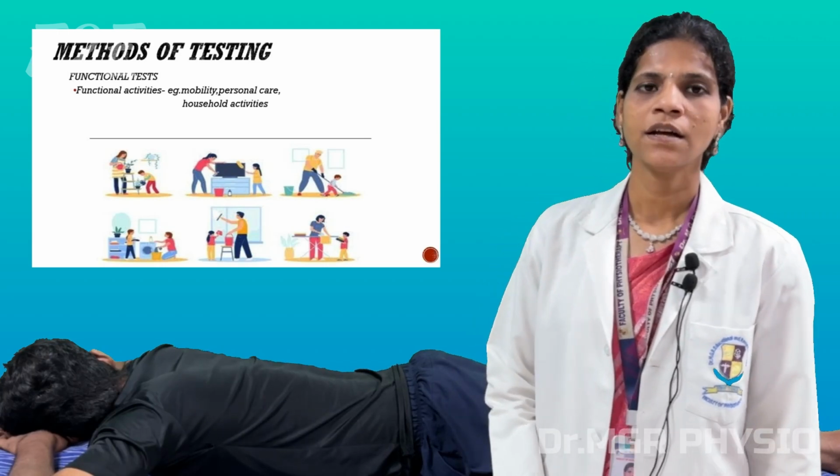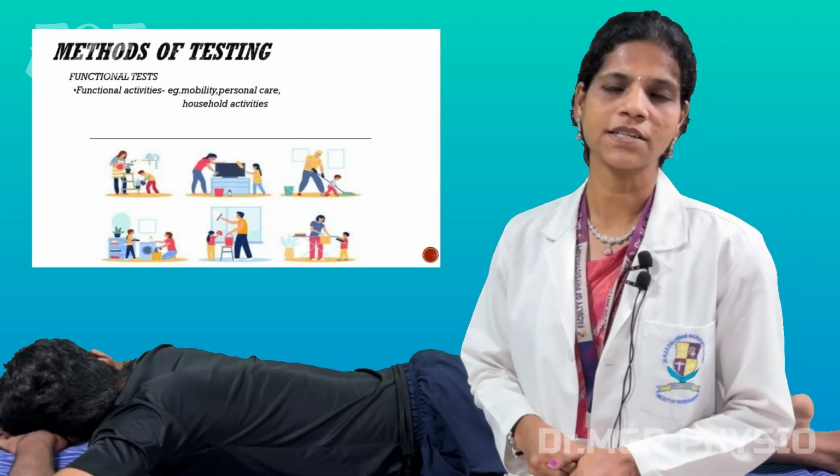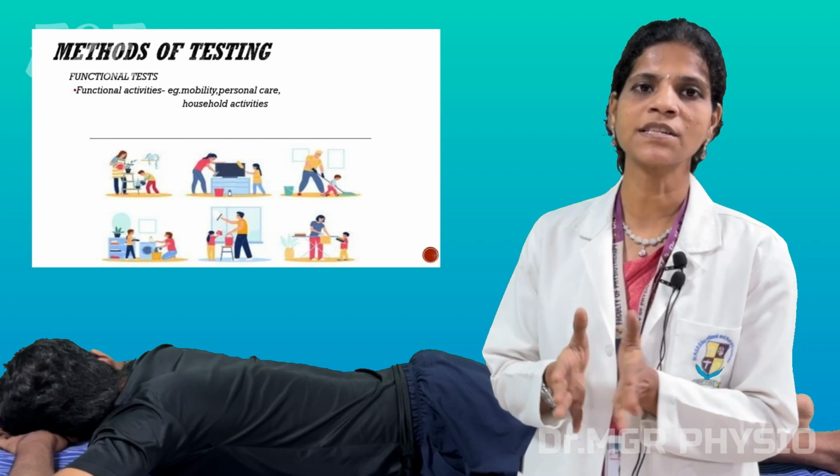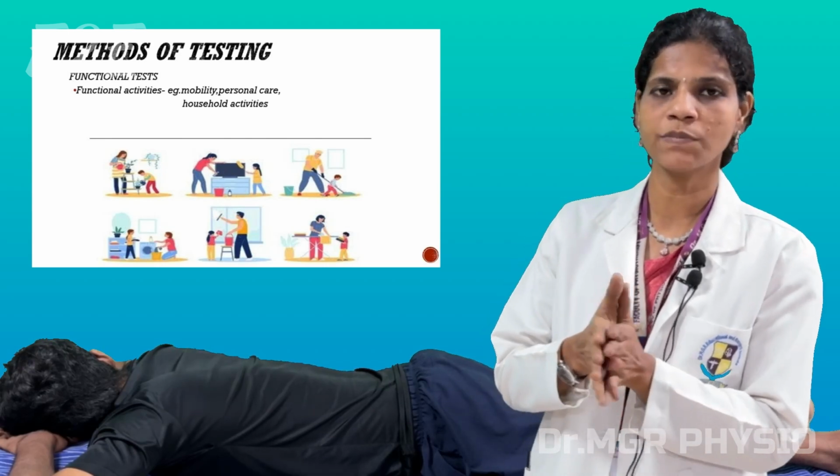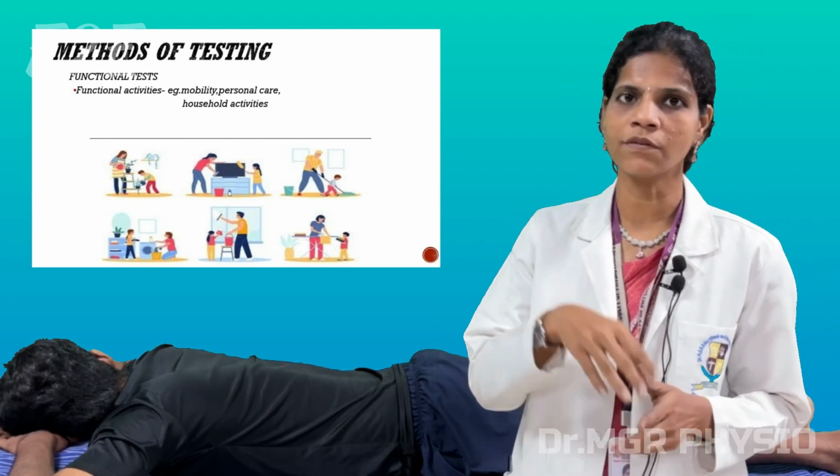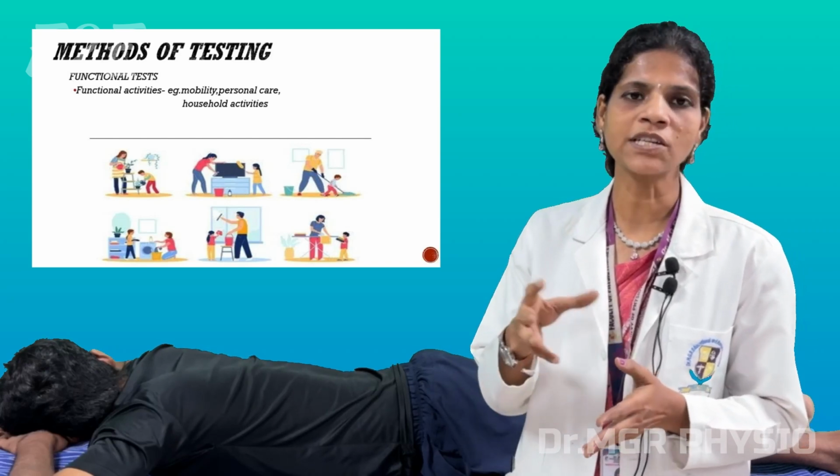Now we will be discussing the various methods of testing. The first is the functional test. As the name says, it tests the functional activities of the patient. It has to be done in the home environment or in the working environment, and includes his daily activities like combing, sweeping, mopping, putting on his shirt or buttoning it, how he is doing his kitchen activities, or how he is doing in the workplace. Both the occupational therapist and the physiotherapist can together conclude about his functional activities.